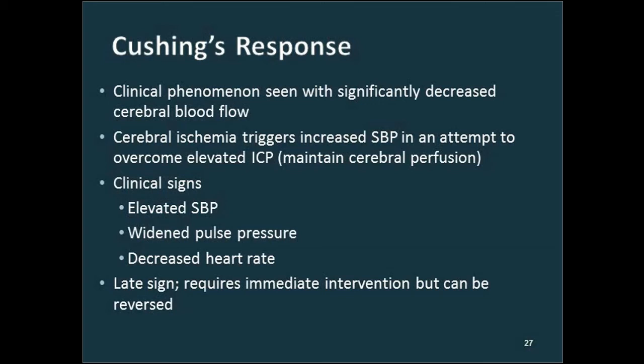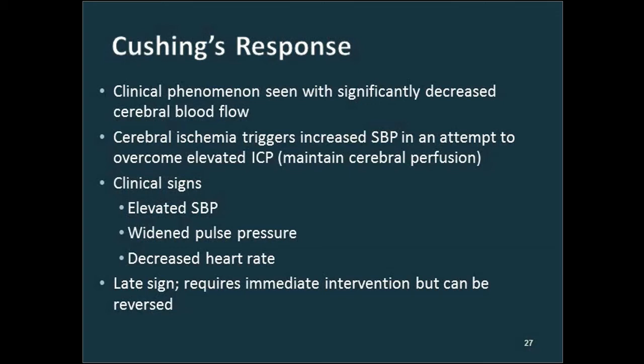Okay, Cushing's response. So the next thing I want to talk about is a phenomenon that we see. It's a late sign of increased intracranial pressure. So it's a clinical picture that we're going to see with significantly decreased cerebral blood flow. So basically, increased intracranial pressure leads to decreased cerebral blood flow or cerebral ischemia. Okay? So increased intracranial pressure leads to cerebral ischemia, and that can result in Cushing's response.